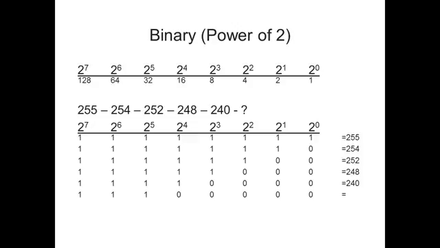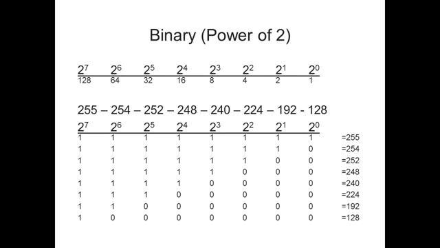Okay, so what is the next one? 224. Very good. Okay. And then 192 and 128. Okay. Now, do you notice anything about those? You notice the numbers are all contiguous. The ones are all together and the zeros are all together. They're not mixed up. Do y'all see that? You cannot have it any other way.